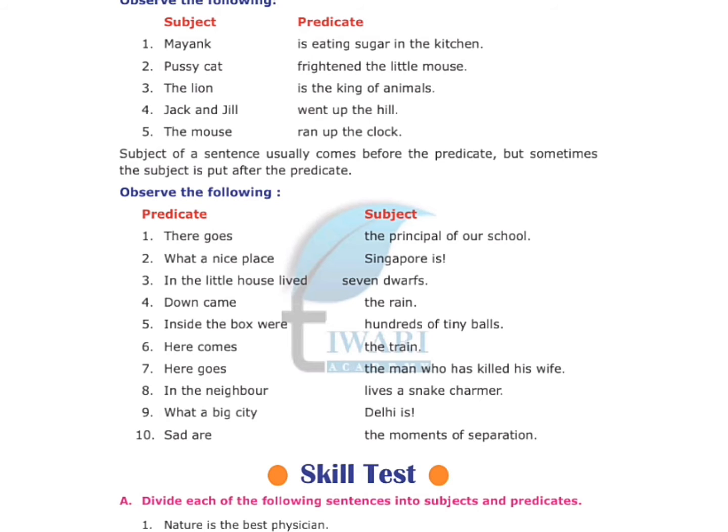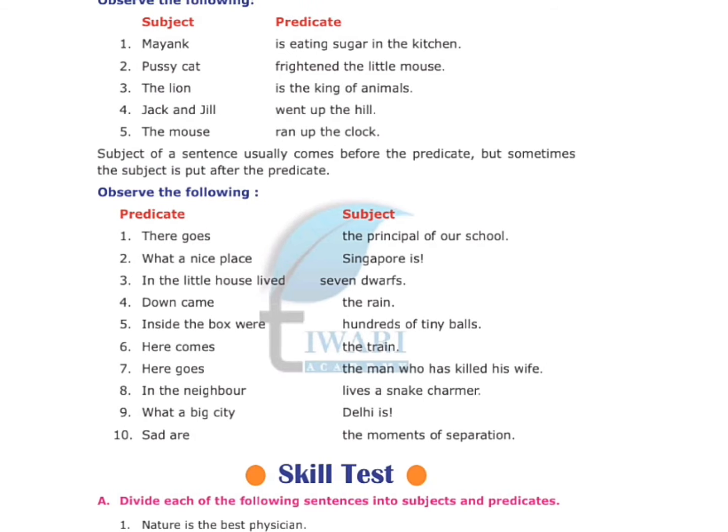If we join the subject and predicate, Mayank is eating sugar in the kitchen. Pussycat frightened the little mouse. The lion is a king of animals. Jack and Jill went up the hill. The mouse ran up the clock. So we have to pick out the subject and predicate.